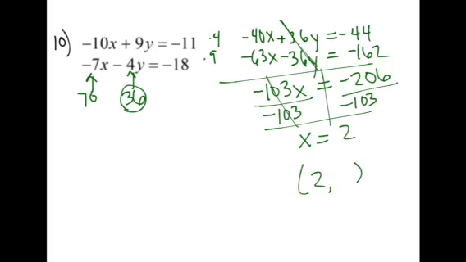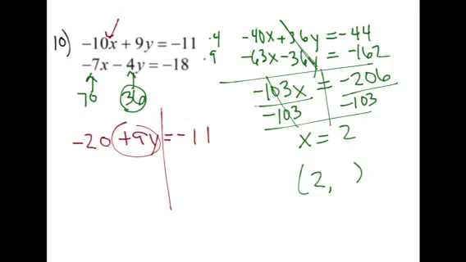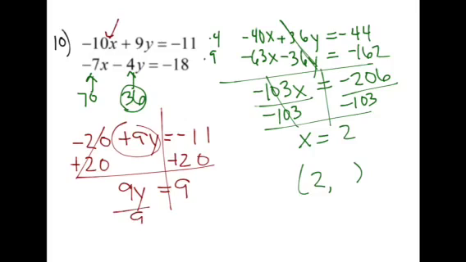So now I go back to the original two equations. Whichever one looks easier, I'm going to change x to 2. Top one's got bigger numbers, but it's got fewer negatives, so I'm going to put it there. And negative 10 times 2 is negative 20. Plus 9y equals negative 11. So to get the y here by itself, I'll start by adding 20 on both sides to get 9y equal to 9, and then divide both sides by 9 to get y is equal to 1.